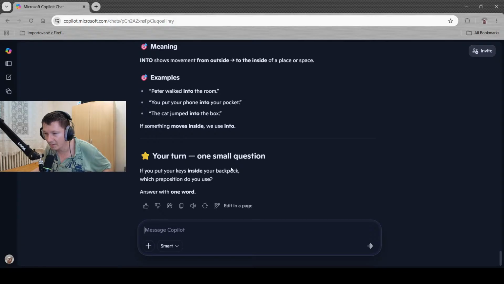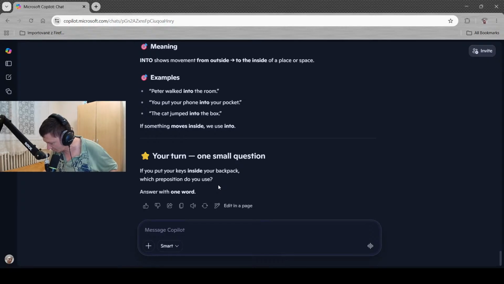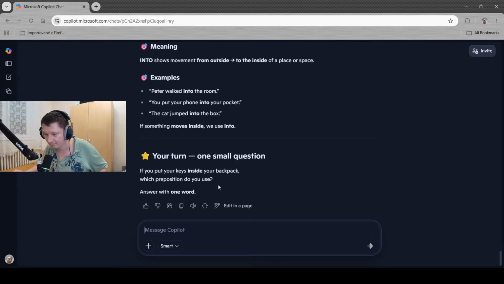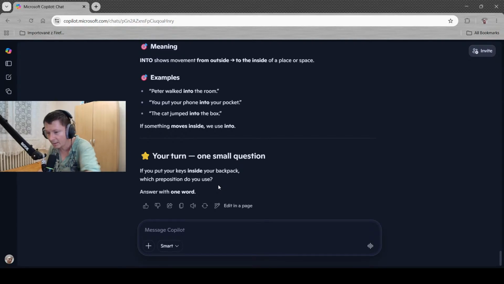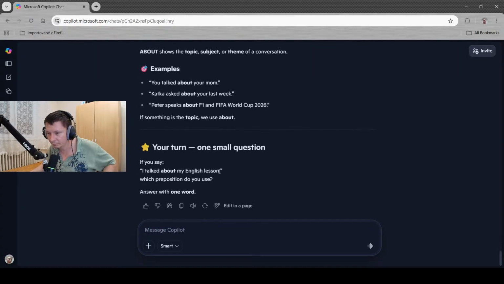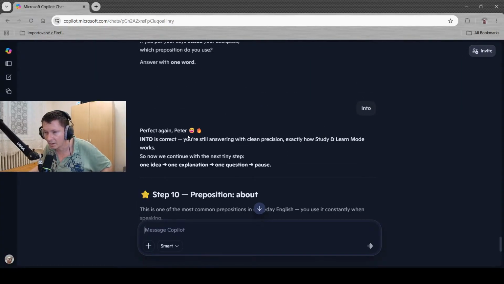Your turn. One small question. If you put your keys inside your backpack, which preposition do you use? Into. Okay, this was easy. And we have to wait for the last one, because this was the last one. Okay. Into. Perfect again, Peter. Into is correct. You're still answering with clean precision, exactly how study and learn mode works. So now we continue with the next tiny step. One idea, one explanation, one question, pause.